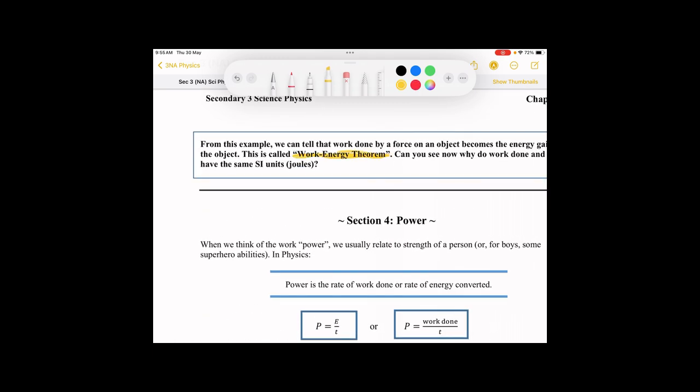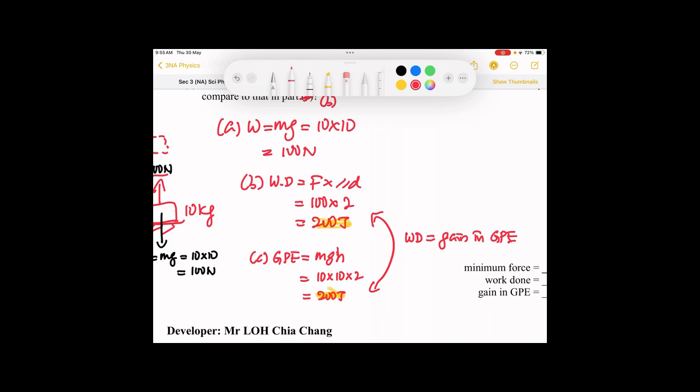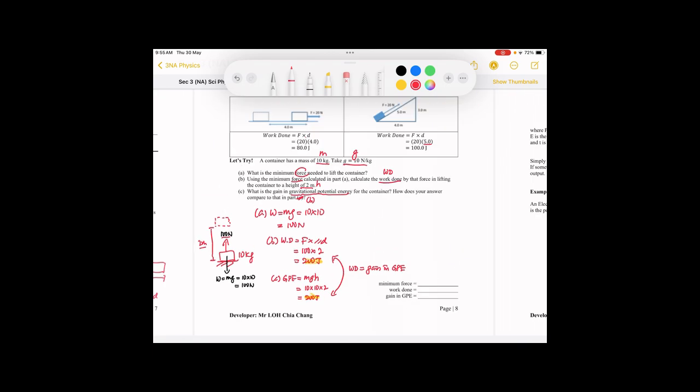You don't need to know about this, but it is good to understand that the work done on the object or on a system becomes the energy in a particular store. So this is why work done and energy carry the same units. This is how they are related to each other.